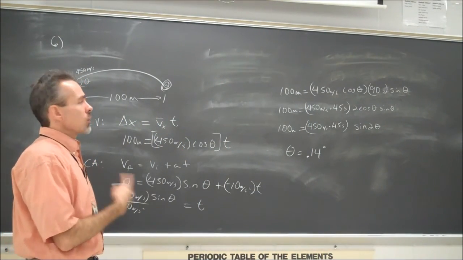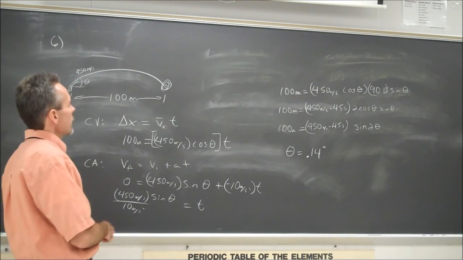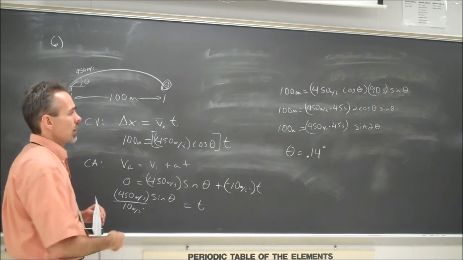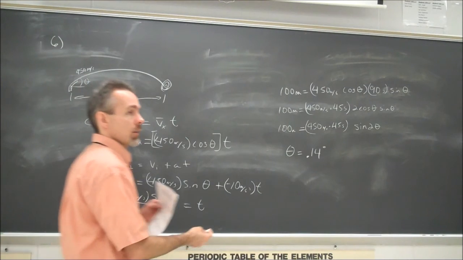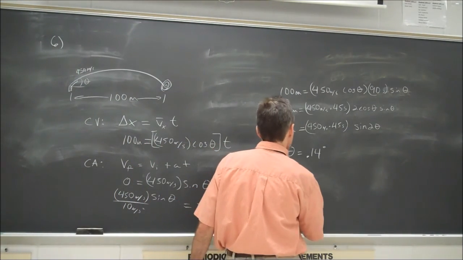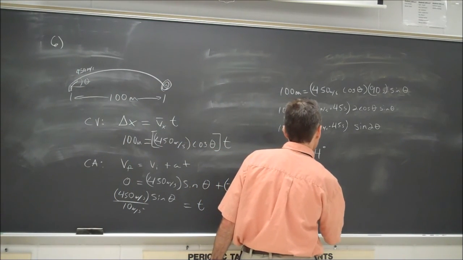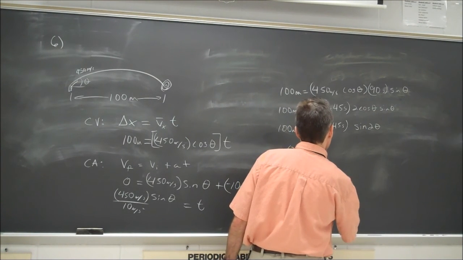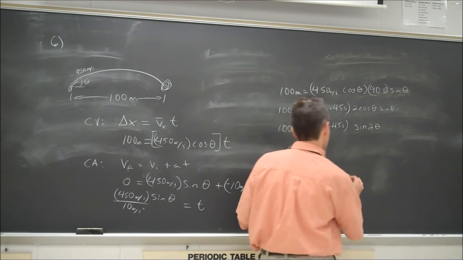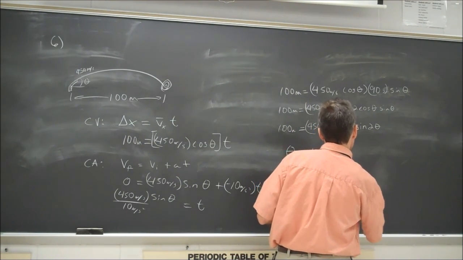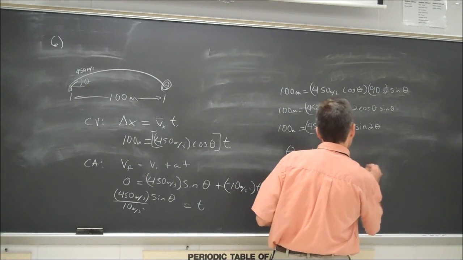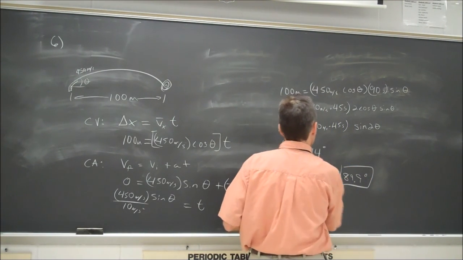Remember that there's 2 angles that we could get the exact same range, such that when they add up together to give us 90. So in other words, if I do 90 degrees minus 0.14 degrees, that will give me the other angle, and that is 89.9 degrees. So those are my 2 answers.